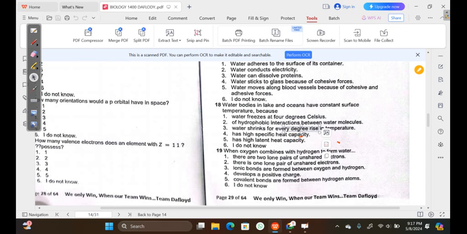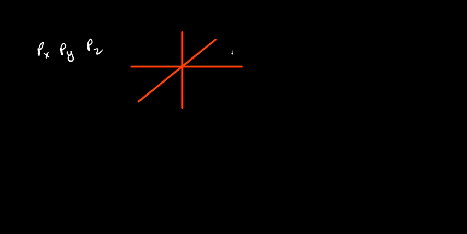There is only one pair of unshared electrons. Others, what do I say? Do you agree with him? Okay, so I like that, guys. Okay, so the correct answer here is one.